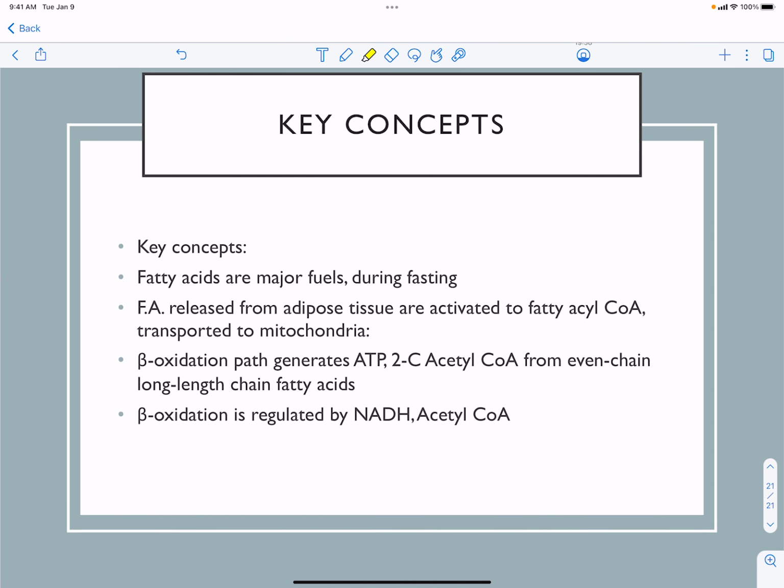Okay, so here we talked about how fatty acids are major fuels. We also discussed our beta oxidation and what you're making in beta oxidation. We talked about how fatty acids are released from the adipose tissue, how they're activated, and then transported into the mitochondria. Now, as you can imagine, NADH and acetyl-CoA are going to be important, and they're going to be important in regulating this whole process.